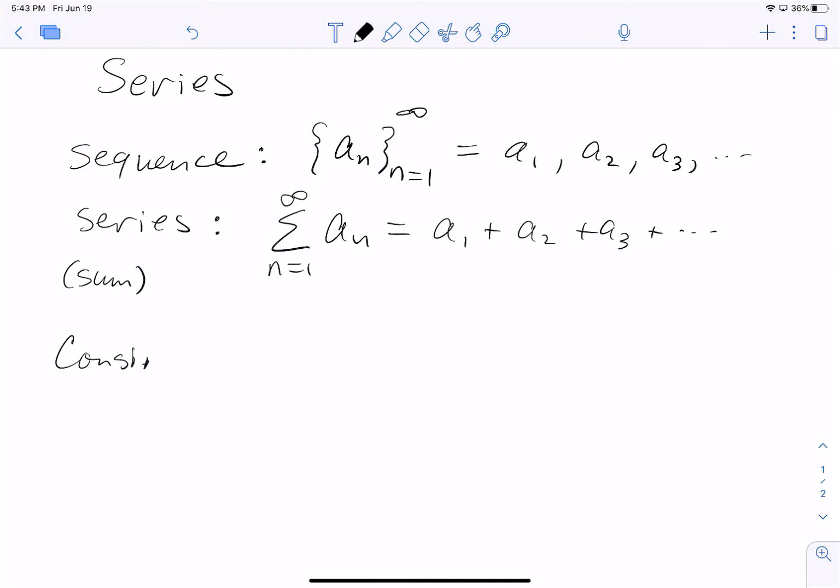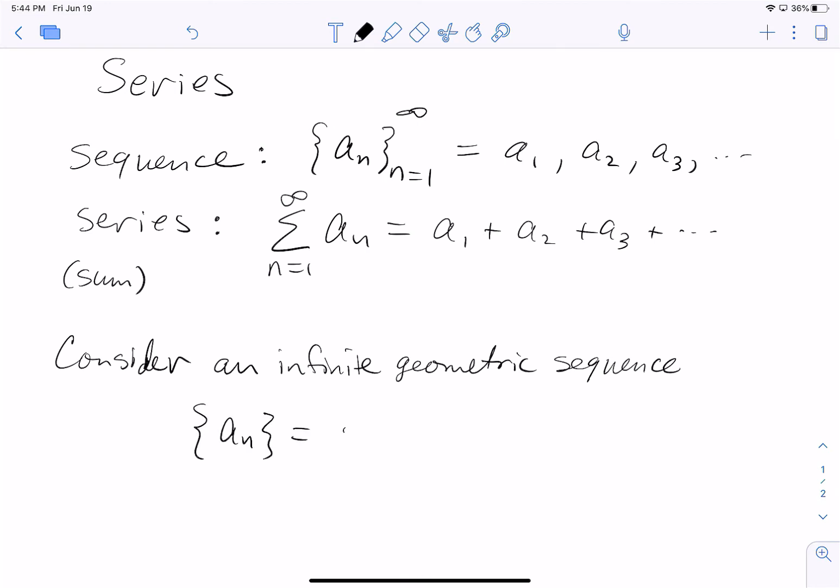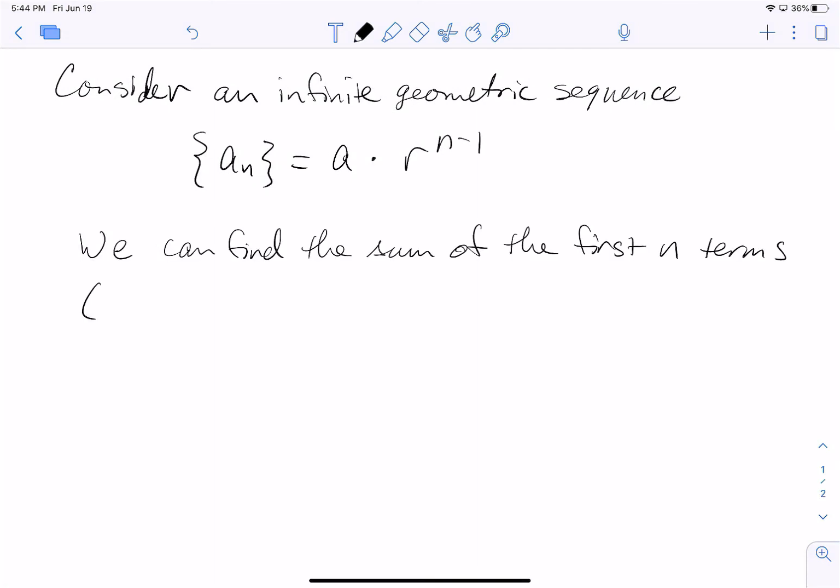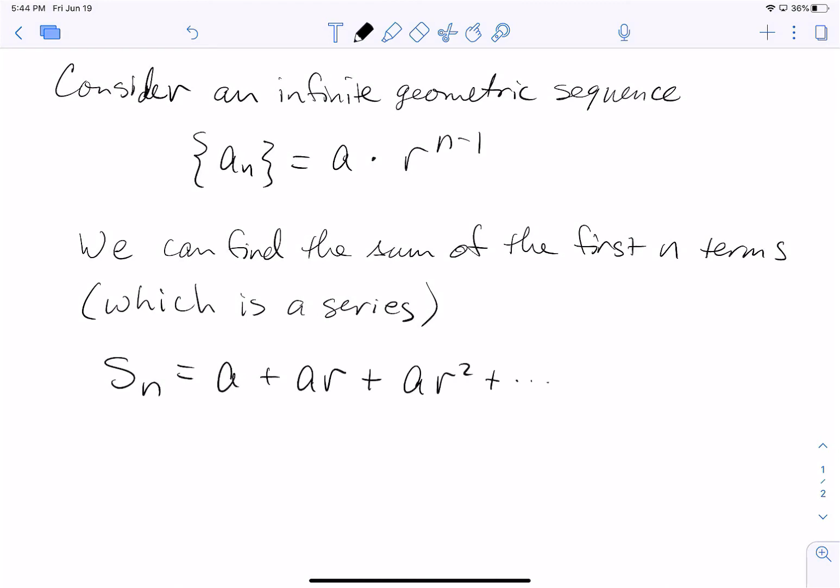Let's consider an infinite geometric sequence. The set of a sub n is equal to a times r to the n minus 1. We can find the sum of the first n terms, which, by the way, is a series, by writing out some terms. S sub n is equal to a, the first term, plus a times r, plus a times r squared, plus dot, dot, dot, we don't know how many, all the way up to a times r to the n minus 1.